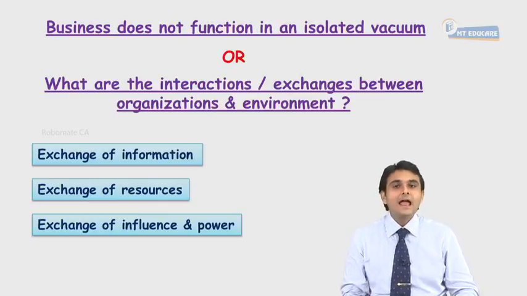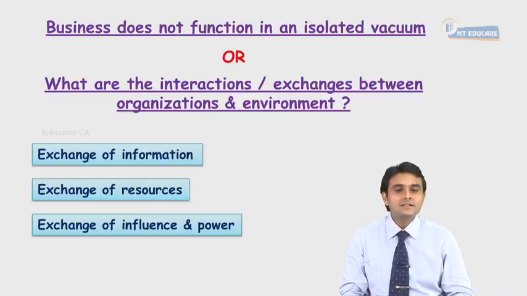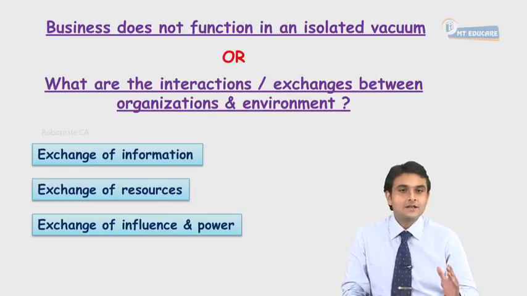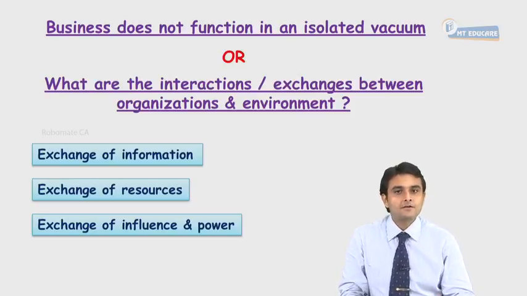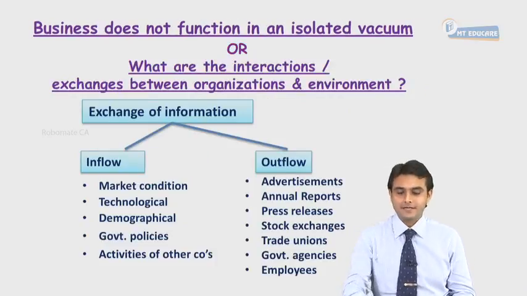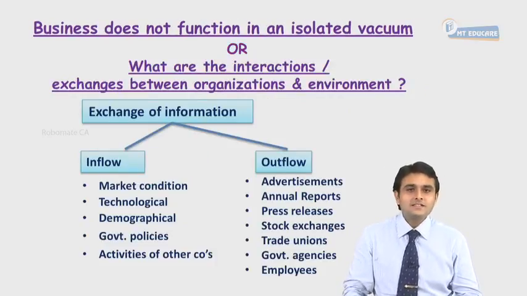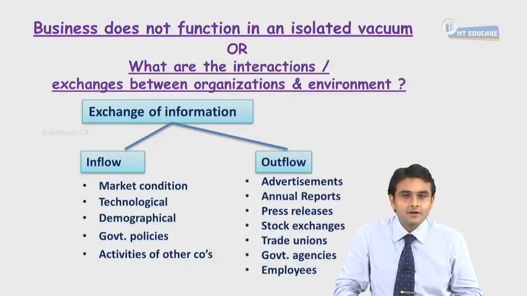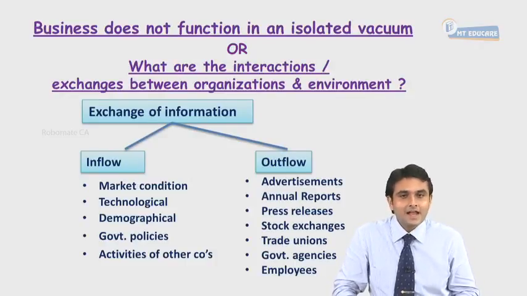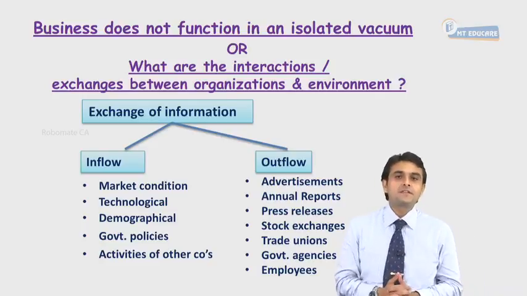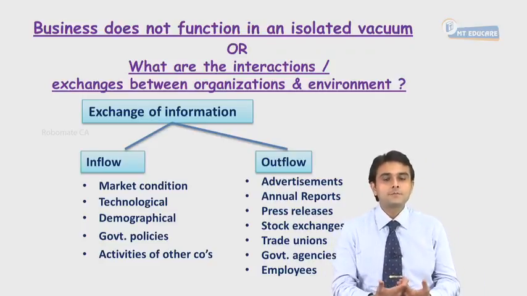And a business and business environment will constantly keep exchanging a few things. To mention, namely three: a business and business environment will keep exchanging information, resources, and influence and power. Now, how exactly? Let us try to understand. One of the most simple understandings that we can take here is that a business gets raw materials from the business environment and a business gives finished products in return.